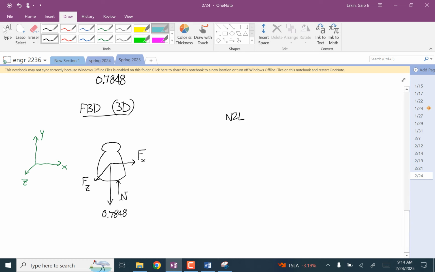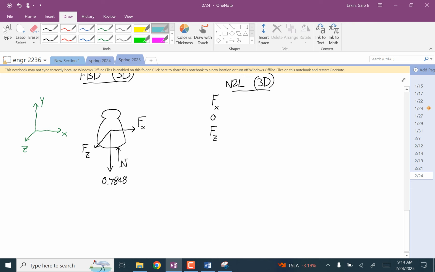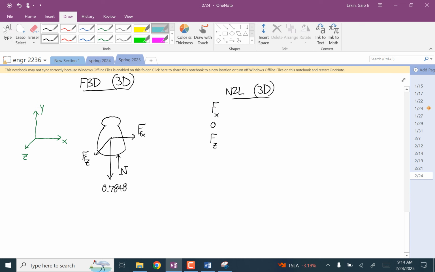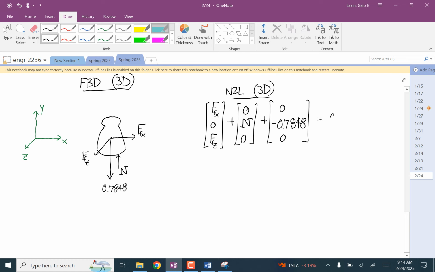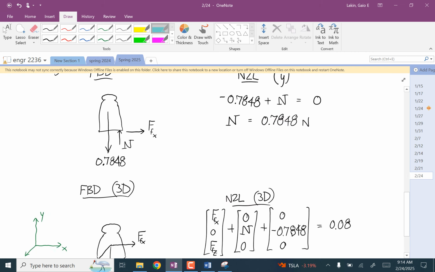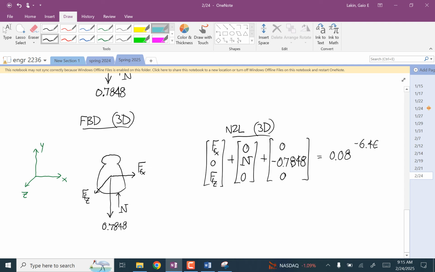And so Newton's second law in 3D now says: F friction X, 0, F friction Z, those are the friction forces, plus 0, 0, plus 0, negative 0.7848, is equal to 0.08 times that full acceleration, negative 6.4 times 10 to the minus 3, 0, negative 3.2 times 10 to the minus 2.